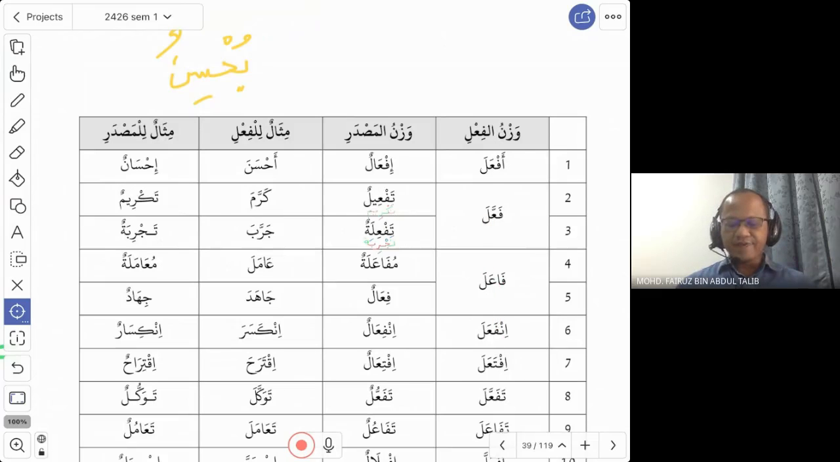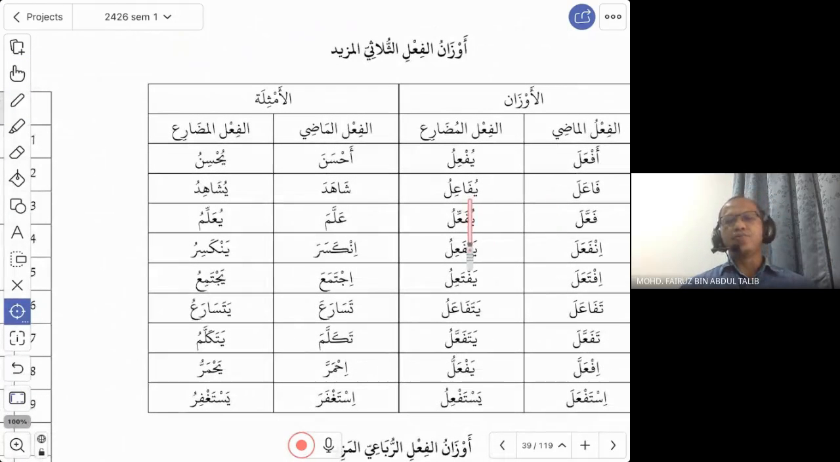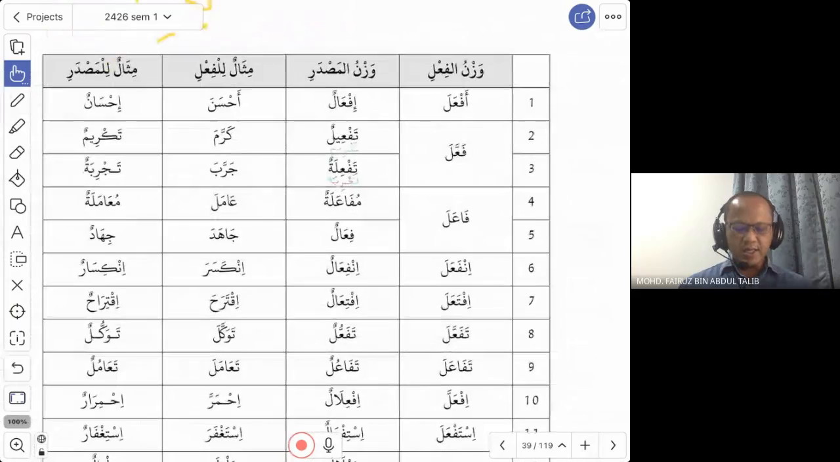The third wazan, fa'ala. For the mudari of fa'ala, refer to the previous table. Fa'ala yufa'ilu. Shahada yushahidu. So here, fa'ala, you add the mudari, yufa'ilu, and this is the new one. We have the masdar. So again, here you have two masdar for this wazan, similar to the wazan fa'ala, you have two wazan.